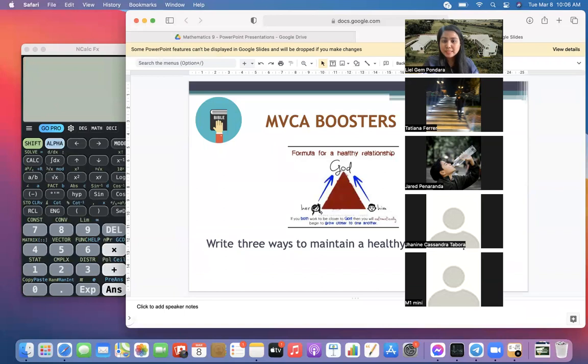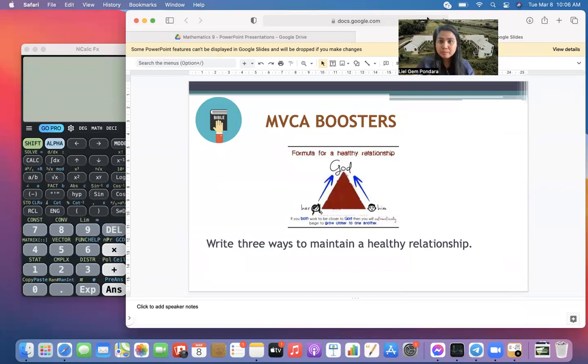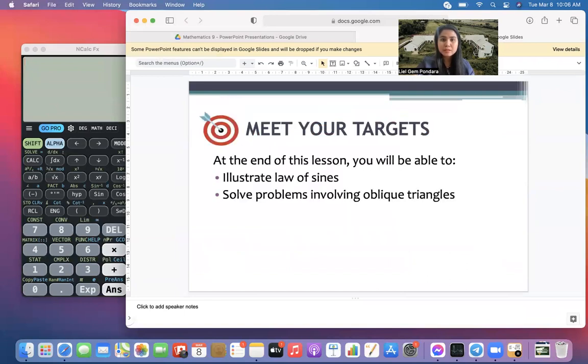After this activity, we are going to meet the following targets. First, illustrate the law of sines, and the second, solve problems involving oblique triangles.